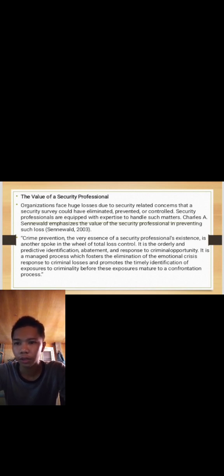Organizations face huge losses due to security-related concerns that a security service could have eliminated, prevented, or controlled. Security professionals are equipped with expertise to handle such matters. Charles A. Sennewald emphasized the value of security professionals in preventing such loss. Sennewald, 2003. Crime prevention. The very essence of a security professional's existence is another spoke in the wheel of total loss control.